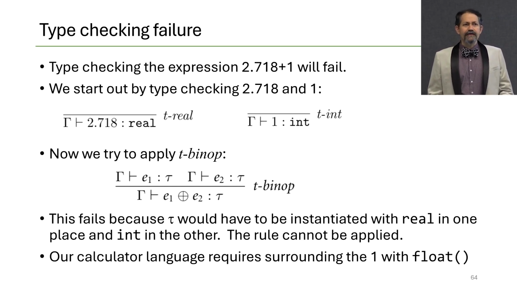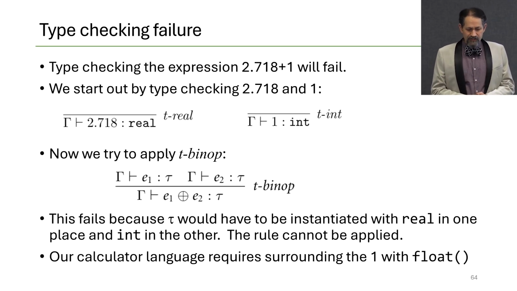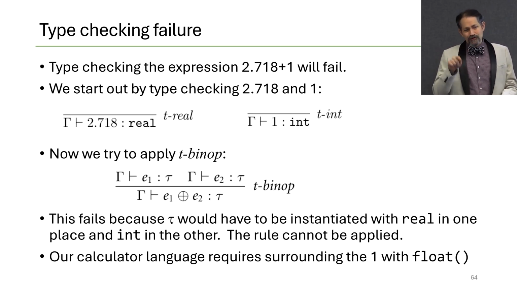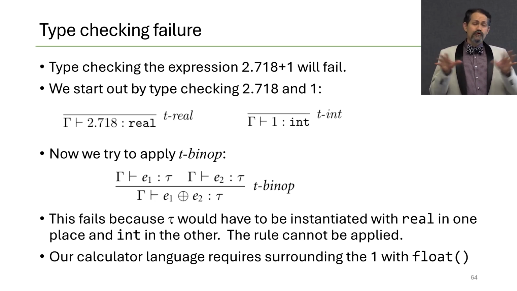But when we try to apply the natural next thing, the binop operator, which will allow us to type check the plus expression, right? Our circle plus, once again, can be any kind of binary operator, including plus. We'll come to a problem, right? Because E1 will be 2.718, and so tau has to be real in the first premise. But in the second premise, E2 is 1, and tau will be int. Now the problem is those premises work independently, but when we try to put them together, we need tau to be replaced with one thing, either real or int.